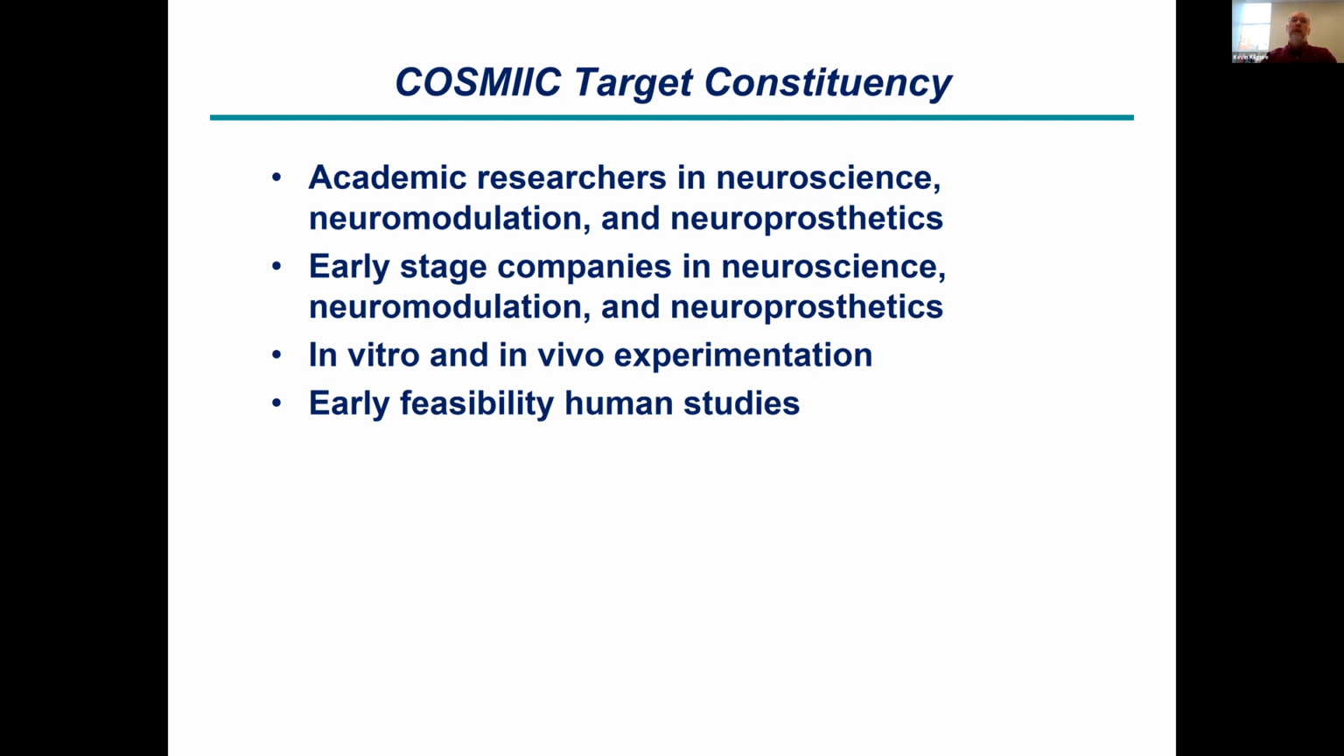This would be for in vitro, but in particular in vivo experimentation, acute and chronic animal studies in particular, and early feasibility human studies. Obviously there's a big leap between doing animal studies in an open source environment, which seems pretty doable, and doing human studies in an open source environment, where there are probably a lot of issues, but we'll talk a little bit about what some of those hurdles are.